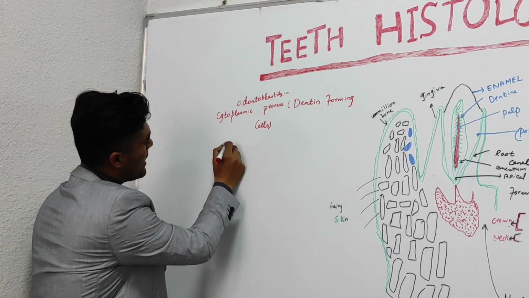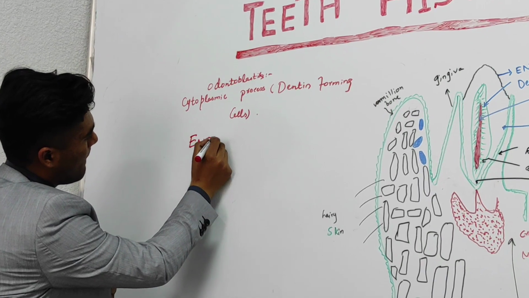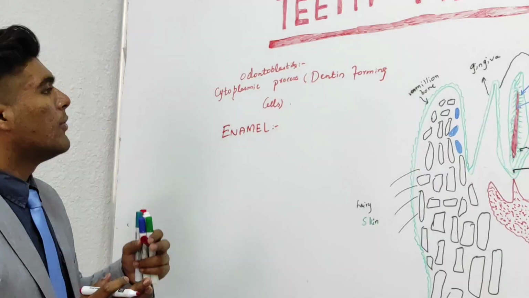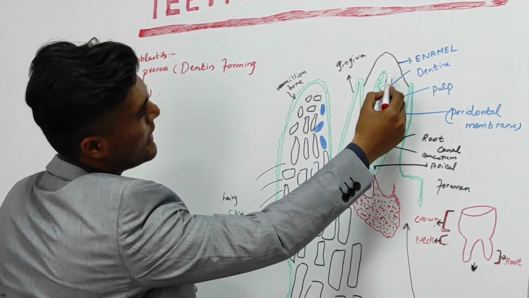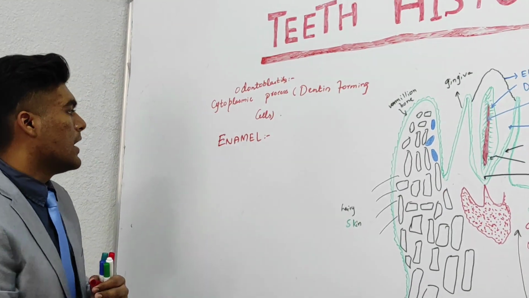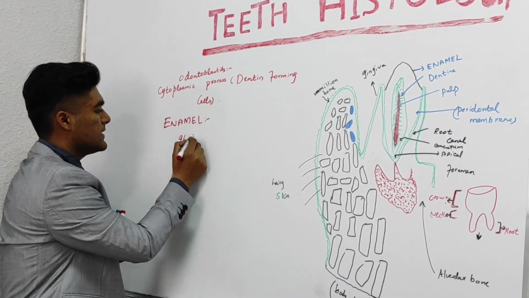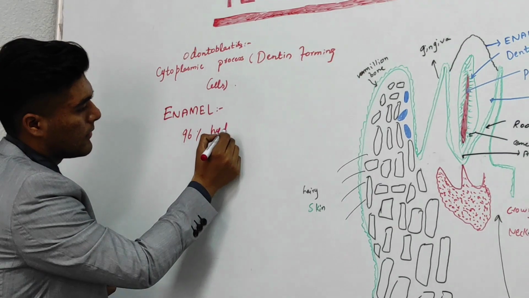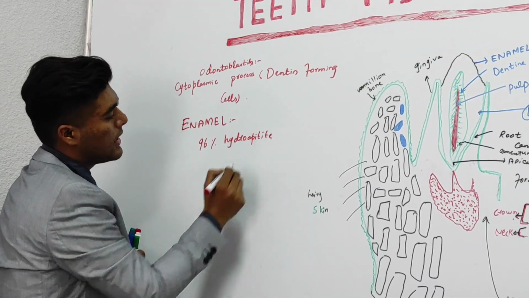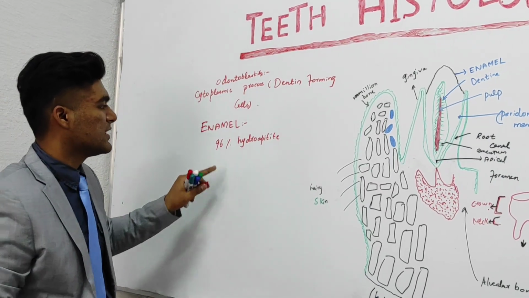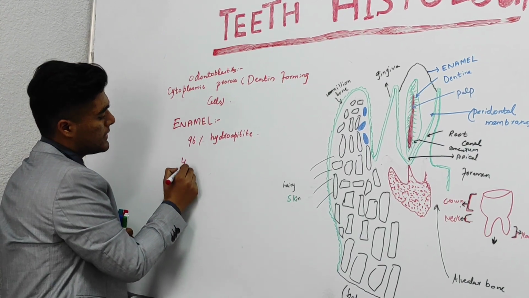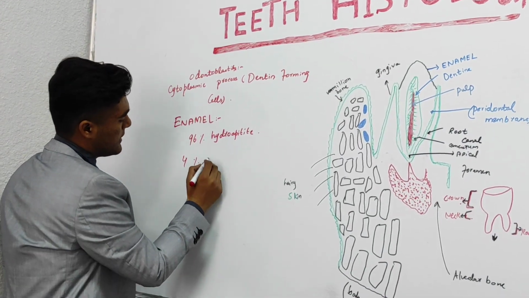Further we have enamel. Enamel is basically the covering of our tooth. In this presented diagram we have the enamel. It is a tight covering composed of about 96% hydroxyapatite, whereas our bone is composed of merely about 50% hydroxyapatite, so it is much tougher than bone. And the remaining 4% is water and other minerals.